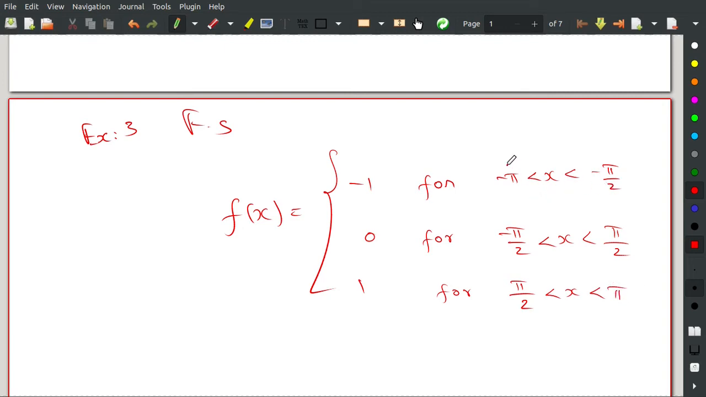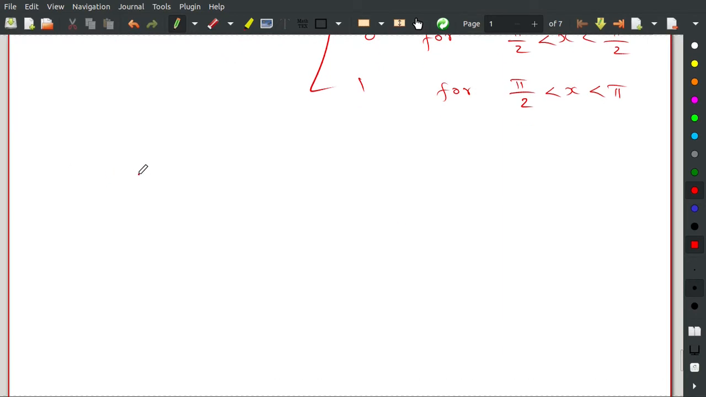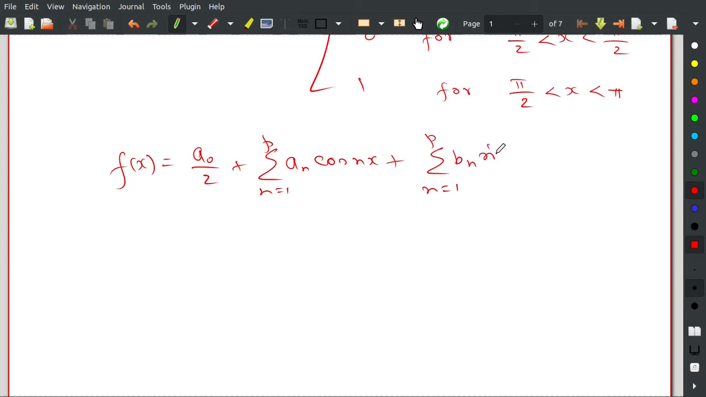Here also the function ranges from minus pi to pi, but the function has sub-ranges. Since it starts from minus pi and ends at pi, the total length is 2 pi, therefore it satisfies the 2p condition. So we can use the same formula. Before that, let me write down the Fourier series form. f of x equals a naught by 2 plus summation n equals 1 to infinity an cos nx plus summation n equals 1 to infinity bn sin nx, right?